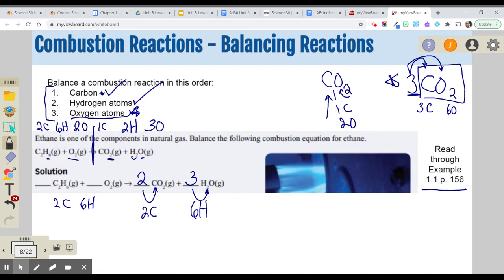Except, wait, I've just messed this up. We need to go and look at our equation that we've actually been balancing. We can't go back to the original one because we've been putting in our numbers. Okay, so let's start again here.